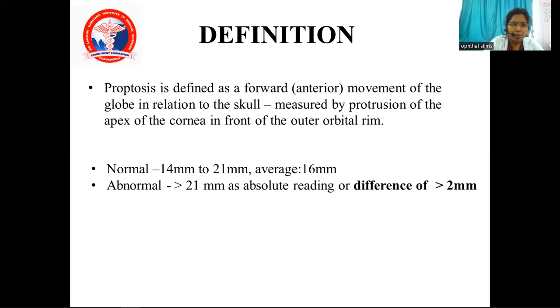Looking into the definition of proptosis. Proptosis is defined as forward, that is anterior, movement of the globe in relation to the skull. It is measured by protrusion of the apex of the cornea in front of the outer orbital rim. The normal range measures from 14 mm to 21 mm, and the average is 16 mm. It is abnormal when it is more than 21 mm as an exophthalmometer reading, or the difference between both the eyes is more than 2 mm.